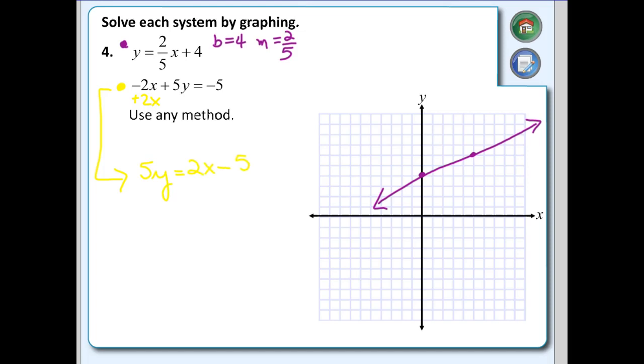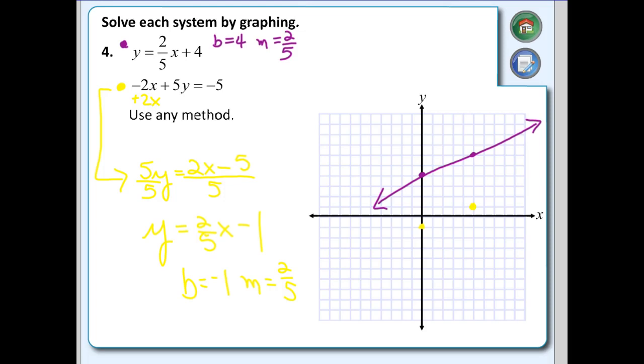And once again, y isn't alone, so I need to divide everything by 5. So y equals 2/5 x. Negative 5 divided by 5 is negative 1. So when I go to graph this one, my y-intercept is negative 1, and the slope is 2/5. Some of you see it already. Good job. Okay, but let's go ahead and graph. My y-intercept is at negative 1, and we're going to apply our slope 2/5, up 2, right 5.